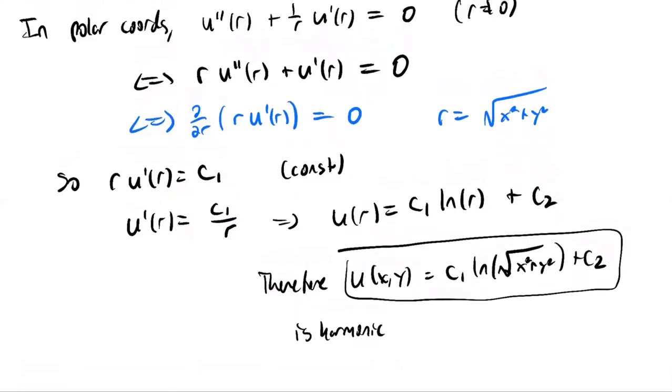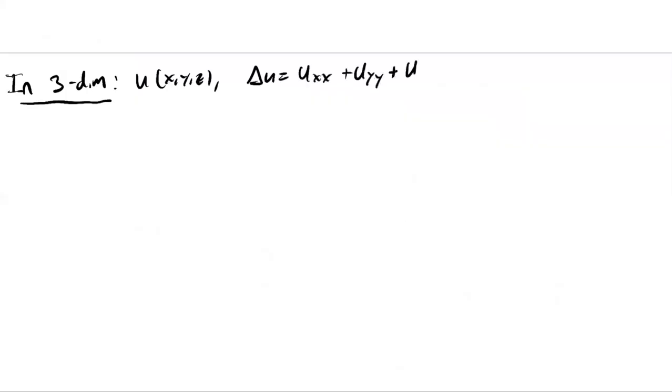Okay, so this was all in 2 dimensions. I also wanted to discuss what happens in 3 dimensions. Right, so now we're going to be looking at the Laplacian. Let's view u as a function of x, y, and z. Right, so the Laplacian of u is given by u_xx plus u_yy plus u_zz. Right, and so there's the corresponding invariance theorem.